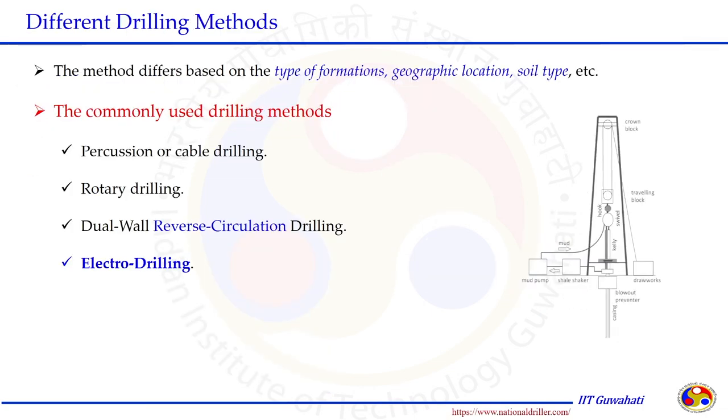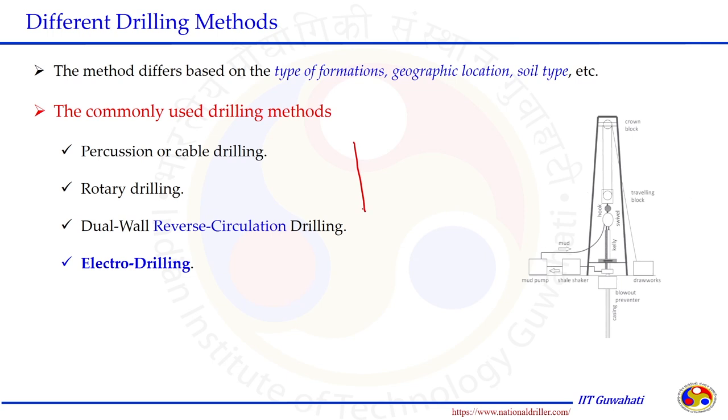There are different drilling methods that can be used to drill a hole in the earth's surface, depending on the formation, geological location, and soil type. Commonly used drilling methods are percussion or cable drilling, rotary drilling, dual wall reverse circulation drilling, and electro drilling. These methods are classified based on their development.